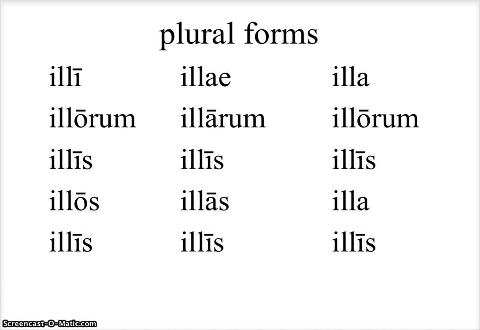Moving to the plural, we have things that are completely regular. First and second declension endings. Just remember, illi, masculine plural nominative, is identical to the form illi, dative singular, masculine, feminine, and neuter. So illi, those men, or illi, to that man, to that woman, to that thing.